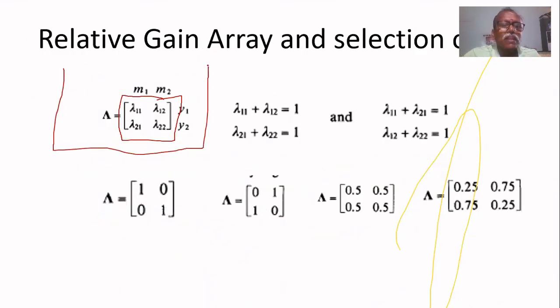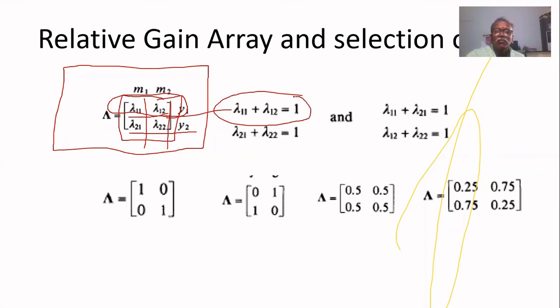You can put all these in an array. In this array, what does this row represent? The first subscript is for output, so this row represents y1 and this row represents y2. The second subscript, the column, represents the manipulated variable: this represents m1, this represents m2. Then if you add lambda 11 and lambda 12 row-wise, its value will always be 1. In the same way, if you add column-wise, it will also be 1.